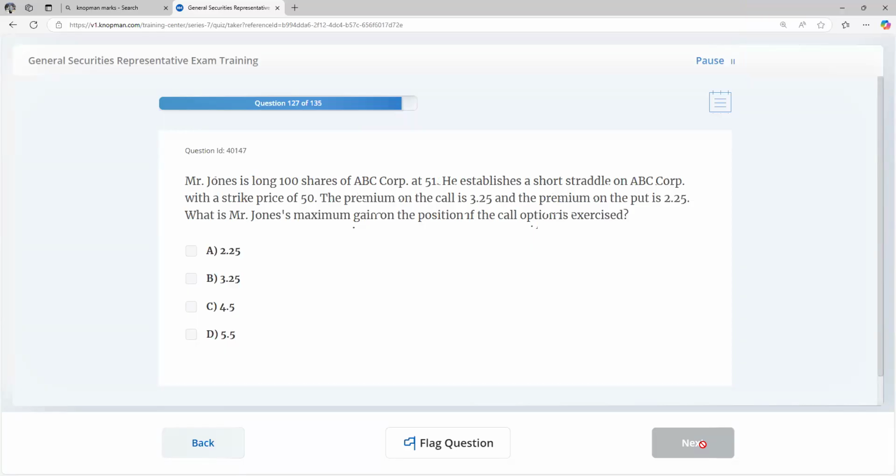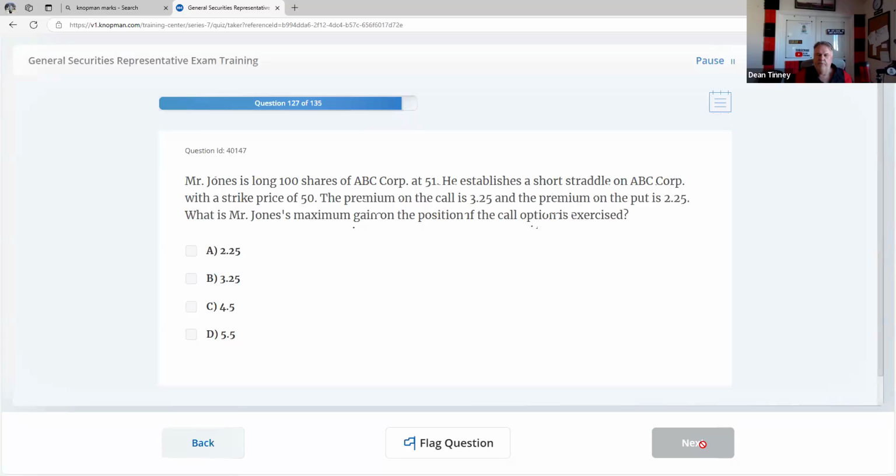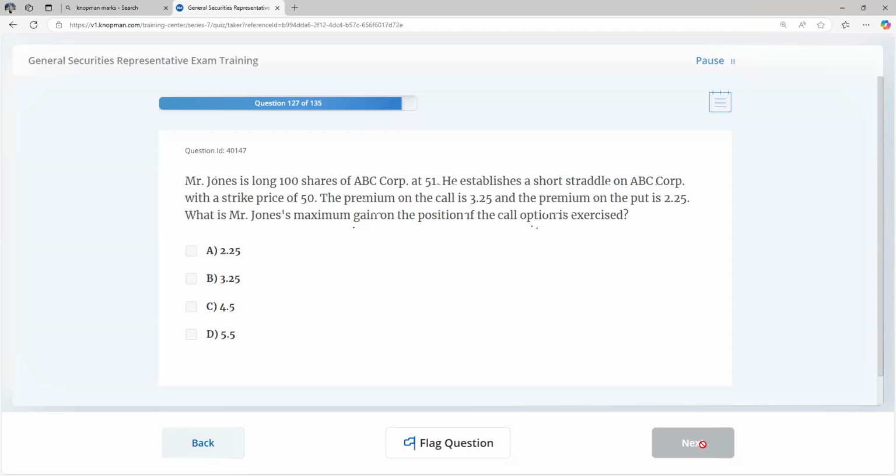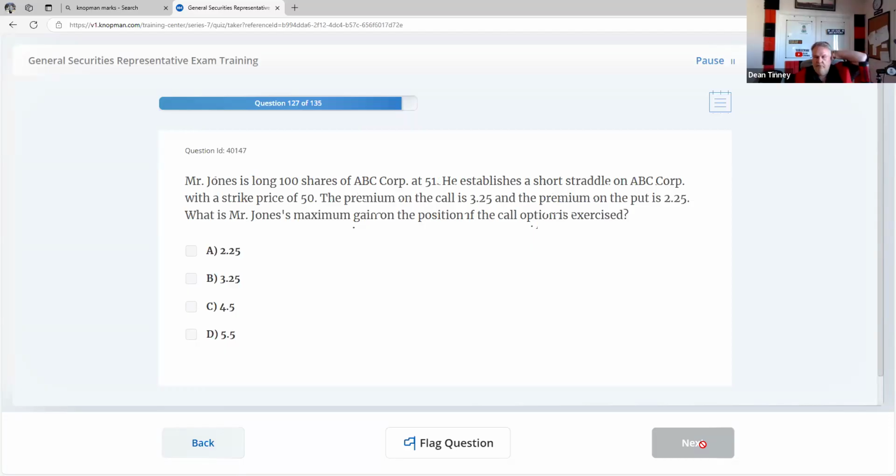Okay. Long shares at 51. He said start out with the strike. Premium on the call, so 3.25, and 2.25. So it's 5.5. Yeah, I'm with you. You're on the right track. Now you've got one more step to do. 5.5, and then subtract that by the 3.25. So 2.25. No, I think you missed it. You're on the right track.